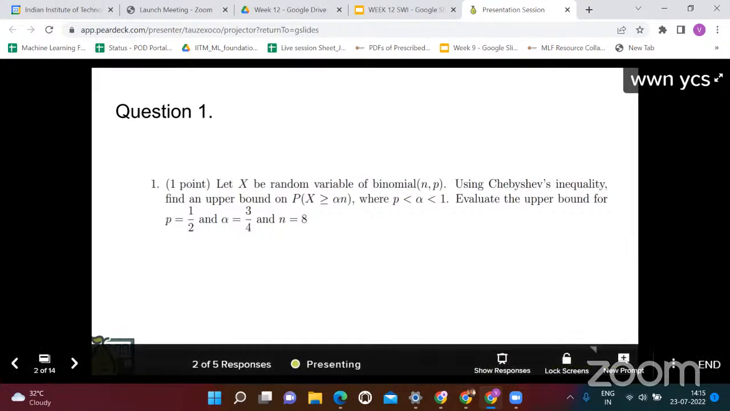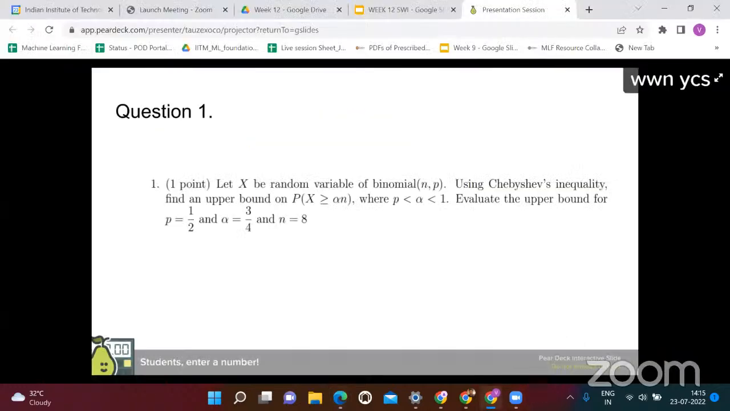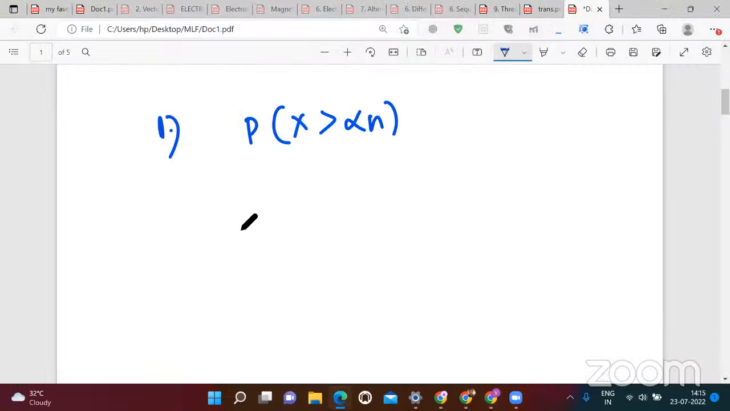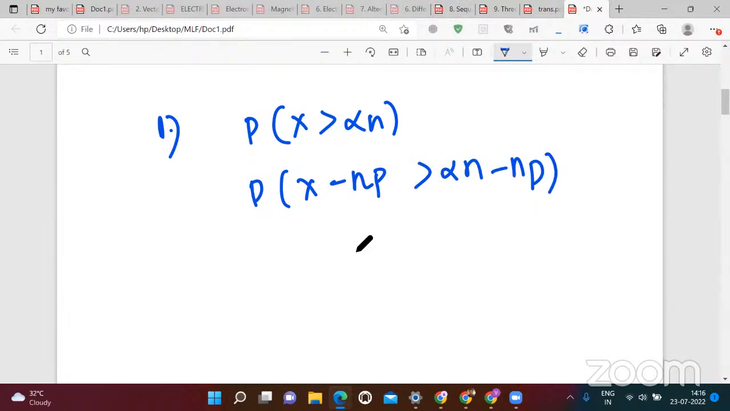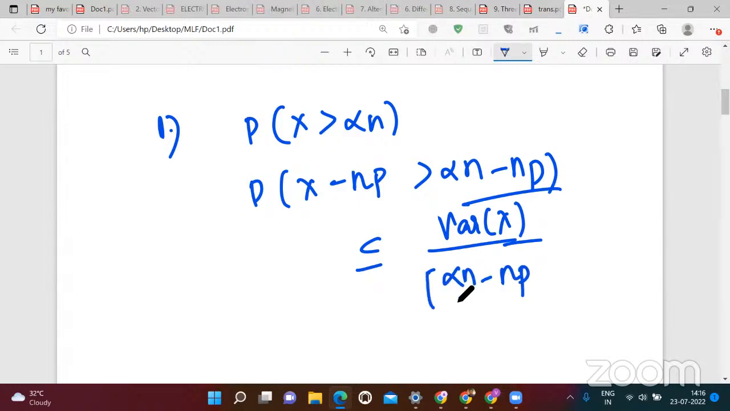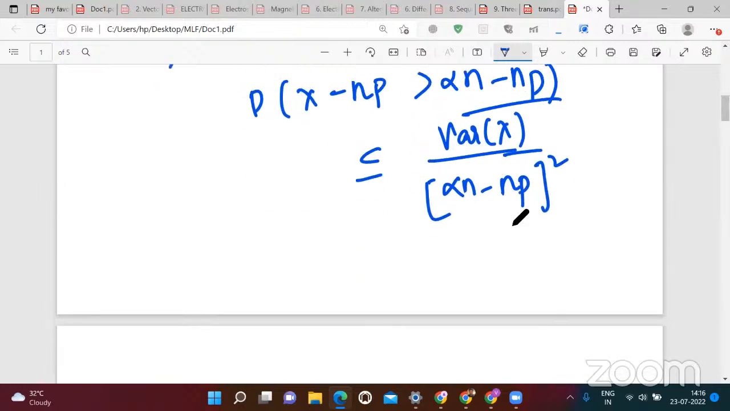Okay. So see, this problem you can solve. You have to calculate probability x greater than alpha n, right? Here you can use the Chebyshev inequality. Generally you can write x minus np, and the same thing here, and this should be less than or equal to the variance of x upon this square, so alpha n minus np whole square, right?